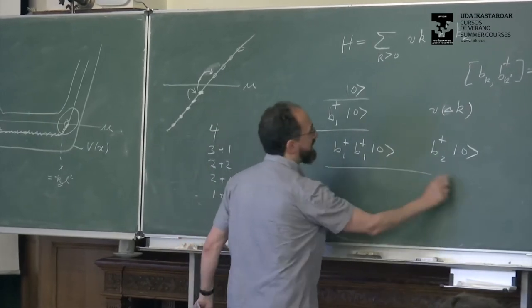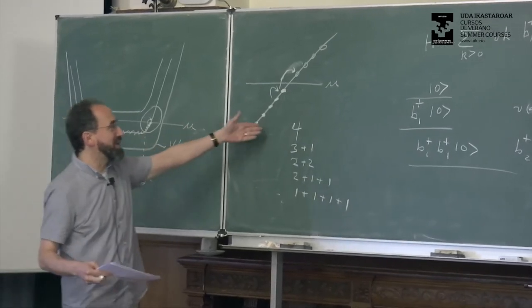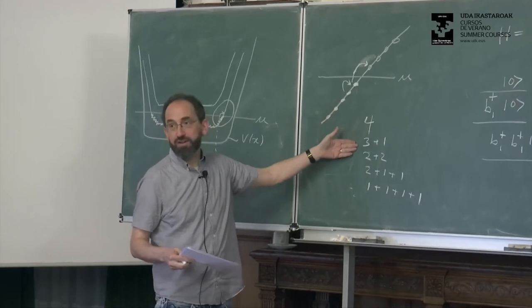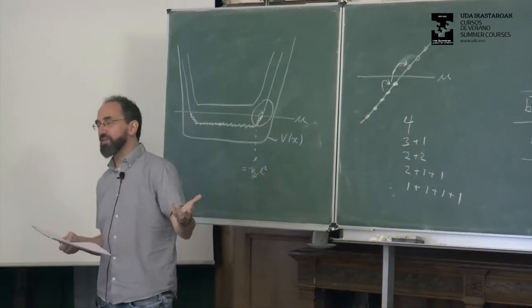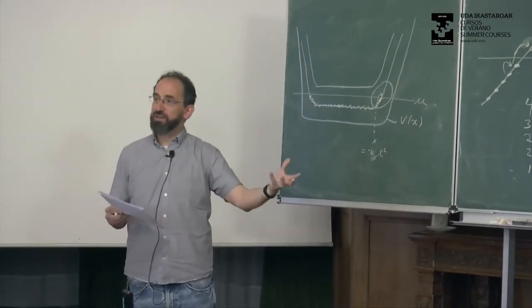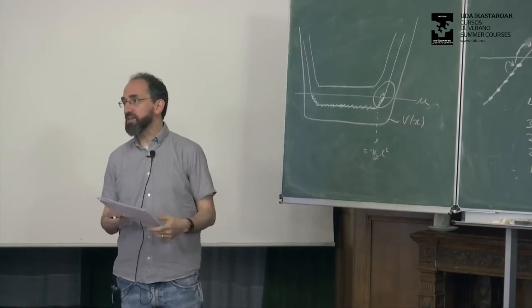And you can keep going, and it's pretty easy to see that if you go up to four units, there's four different ways to make excitations. You make b dagger 4 or b dagger 3, b dagger 1, and so forth and so on. So this sort of gives some flesh to the mapping between counting the number of boson excitations and counting excitations of fermions on the edge.